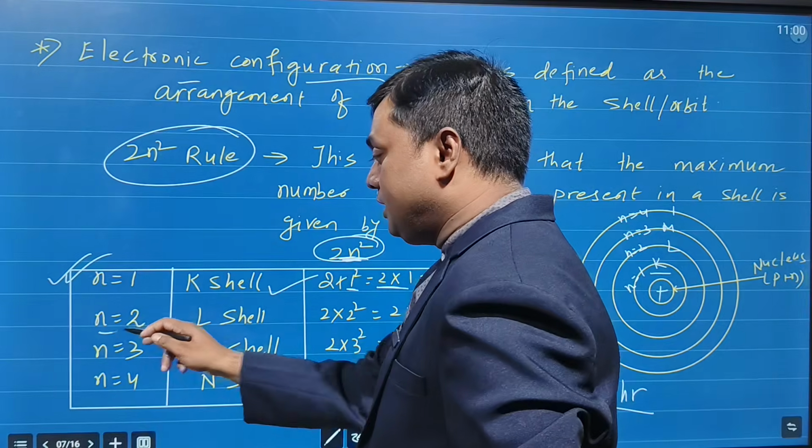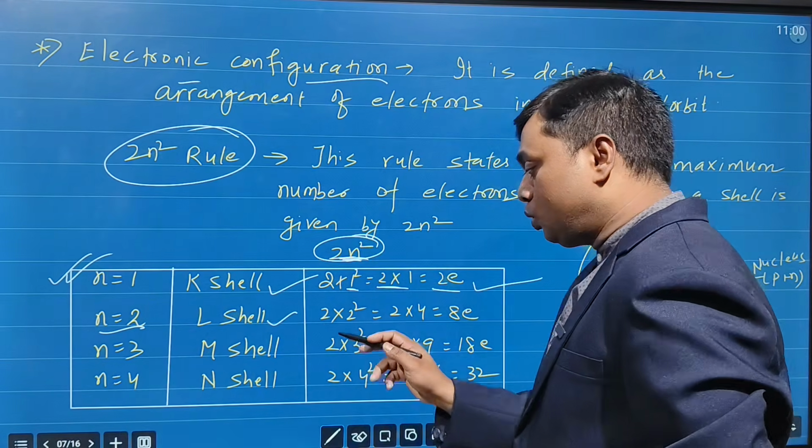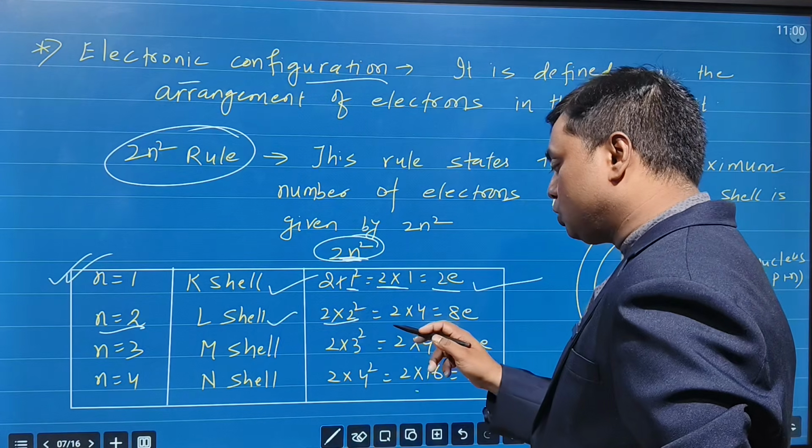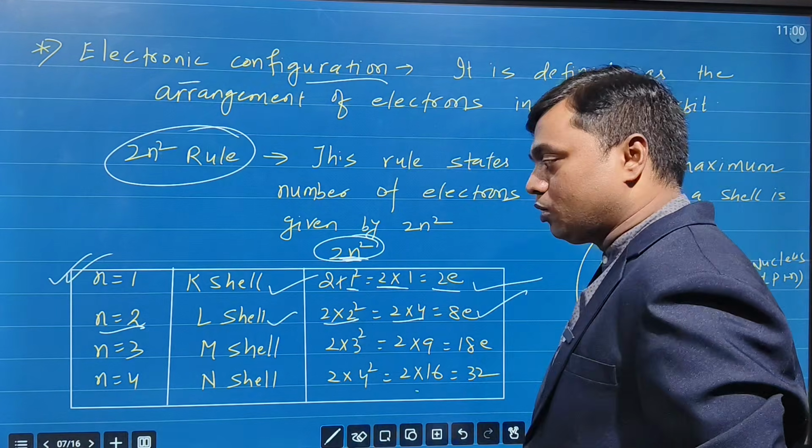Similarly, n is equal to 2, that is L shell. 2 into 2 square is the maximum number of electrons which can be present. So 2 into 2 square is what? 2 into 4, 8 electrons.